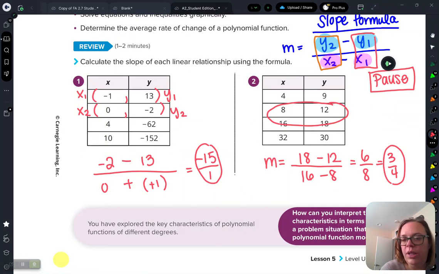I chose the points 8, 12 and 16, 18, but you could have picked any 2 points, and I got 18 minus 12 divided by 16 minus 8, which is equal to 6 divided by 8, which is 3/4.